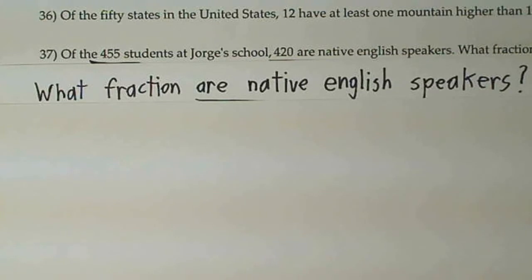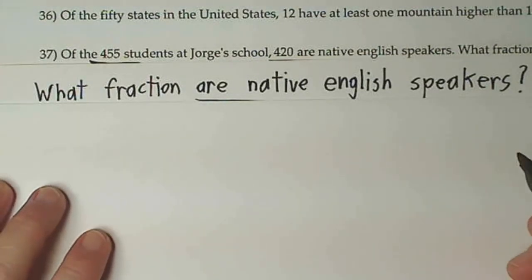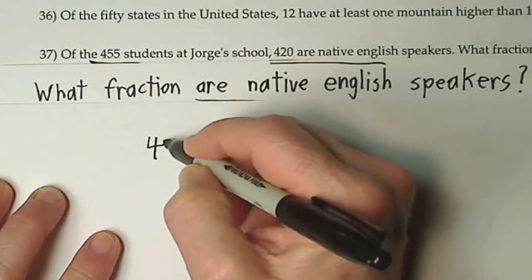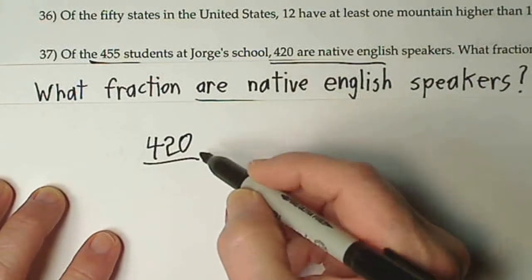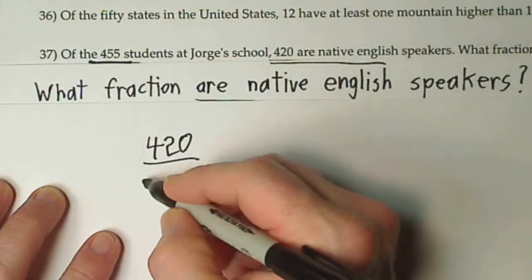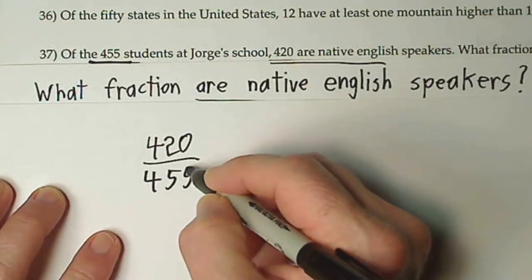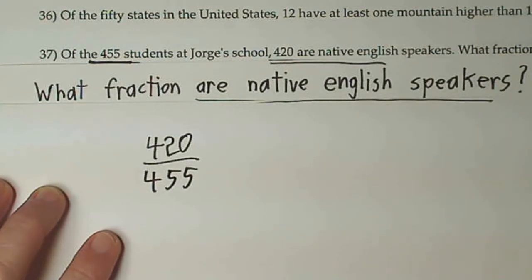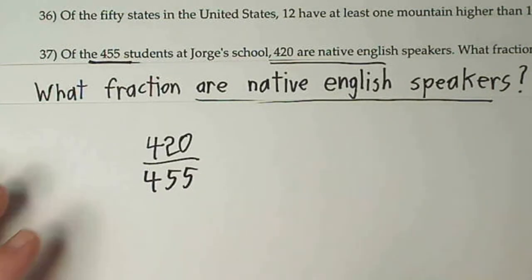All right, so they're going to want us to write the fraction, and they are going to want this in simplest form. So 420 out of a total of 455 are native English speakers. Okay, we can simplify this.